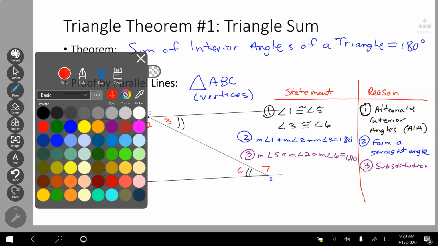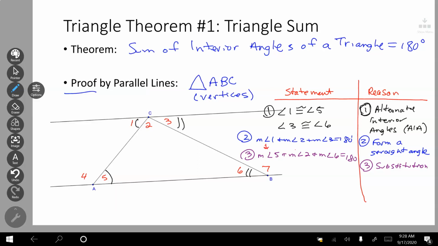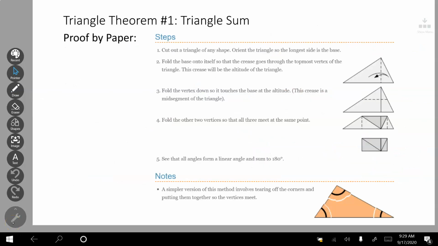And the idea is that 1 is being replaced by 5 and 3 is being replaced by 6, because we said they were congruent, and there's my proof based on congruence. This page has an activity that you could do with a piece of paper to fold along to show that it is equal to 180 degrees.